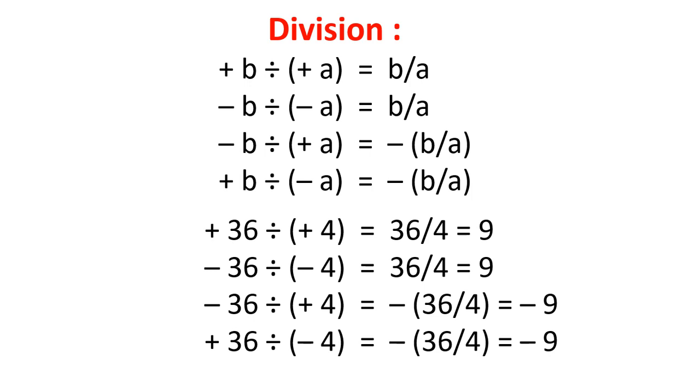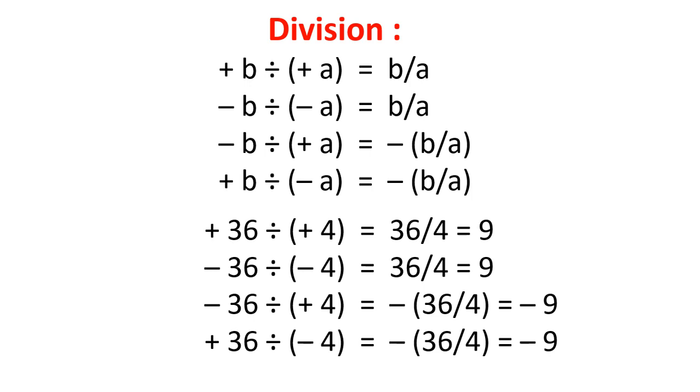Now let's see the corresponding example. 36 divided by 4 is 36 by 4, 4 nines are 36, so 9. Minus 36 divided by minus 4, the minus minus get cancelled out. 36 by 4 is equal to 9.